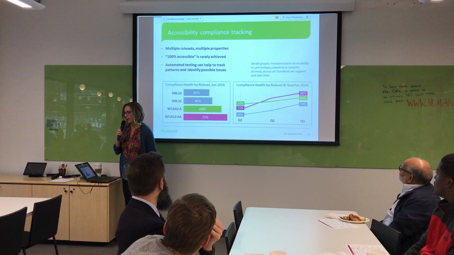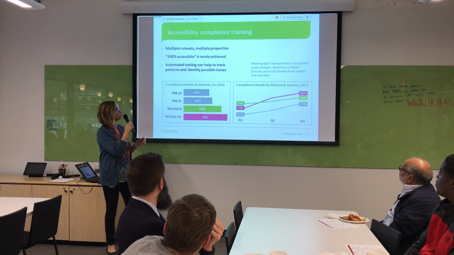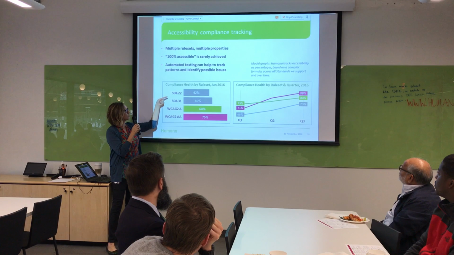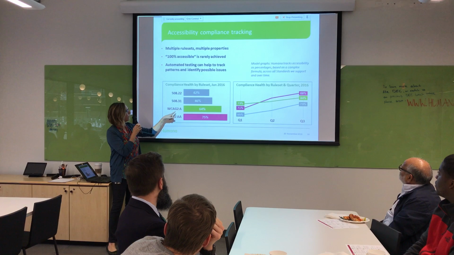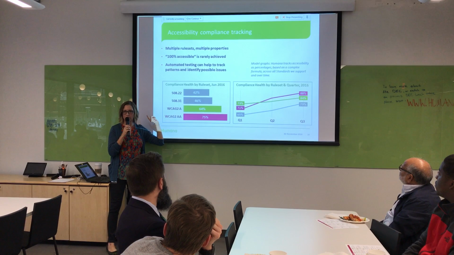So in Humana, we track accessibility a bunch of different ways. We have our own standards, but for compliance, we track against a couple of different sets that we support according to our policy. And that's Section 508, and there's actually two pieces of it, the .22 and then .31. This is more like general performance success metrics. And then also WCAG, which is the Web Content Accessibility Guidelines, part of the World Wide Web Consortium's standards, and AA.